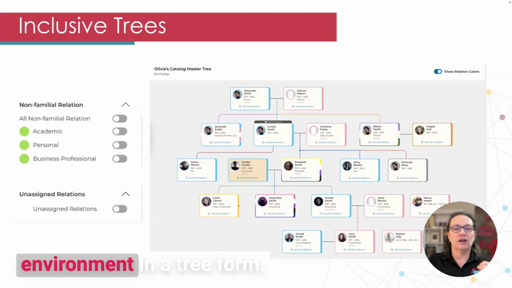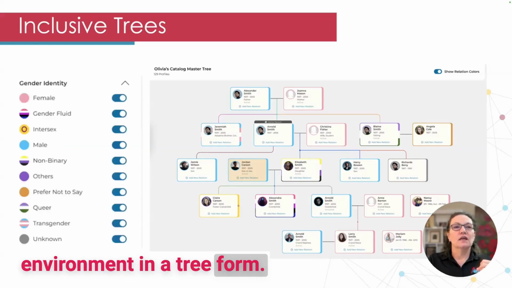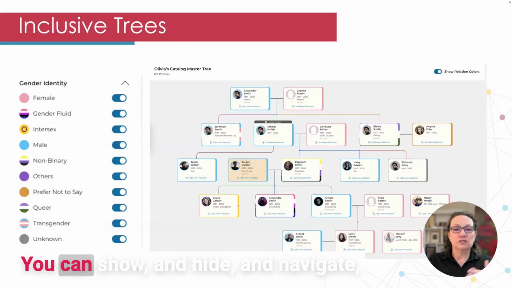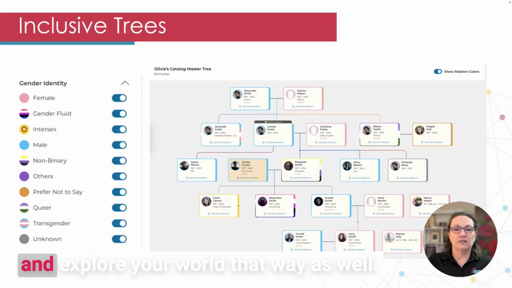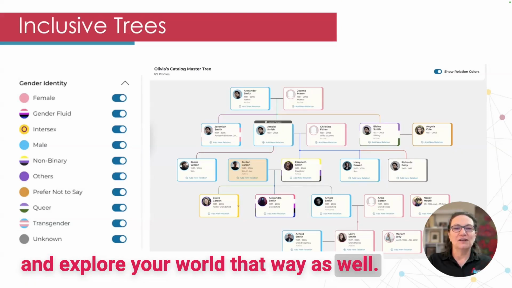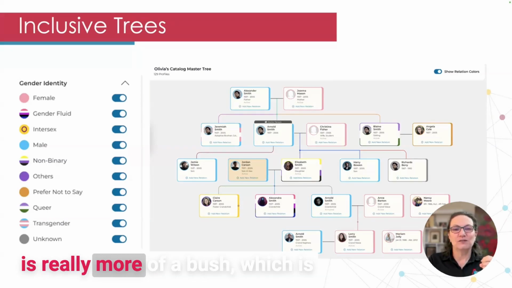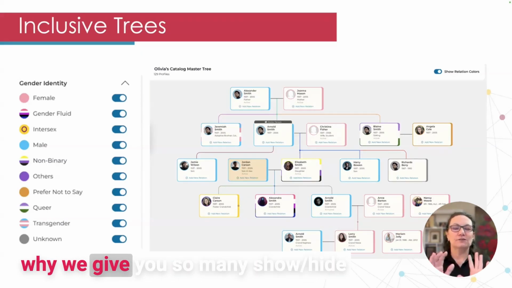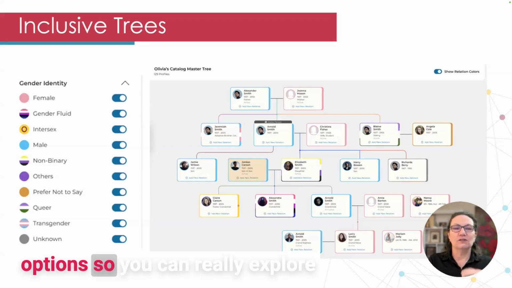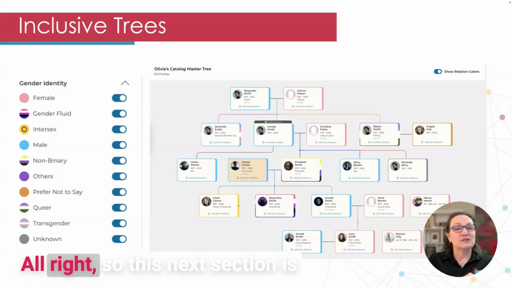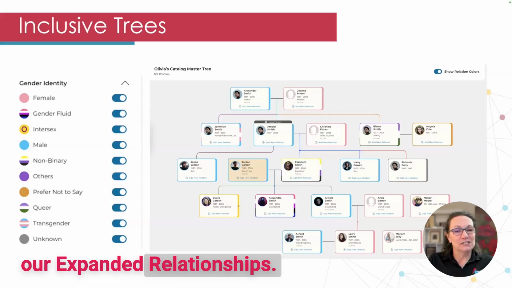You can look at your environment in a tree form. Then there's also the gender identities that I spoke of. You can show and hide and navigate and explore your world that way as well. So that's what I mean way back at the beginning when I said our tree is really more of a bush, which is why we give you so many show/hide options so you can really explore the way that you want to explore. All right, so this next section is our expanded relationships.